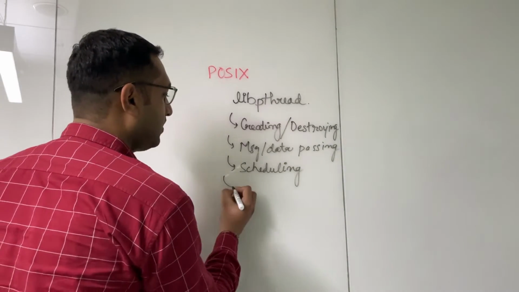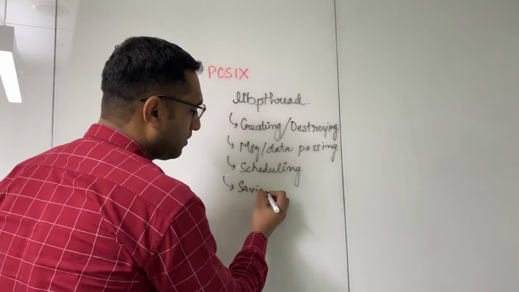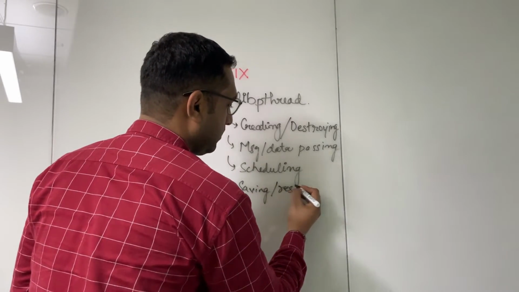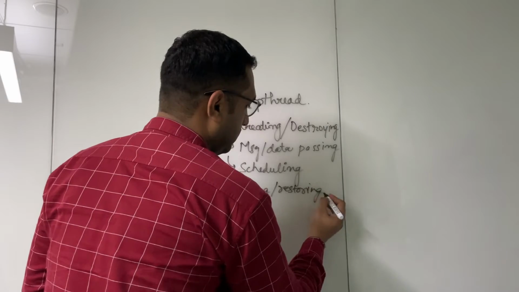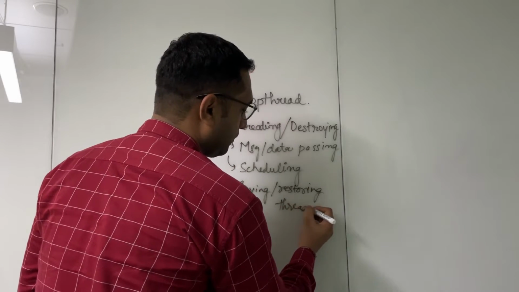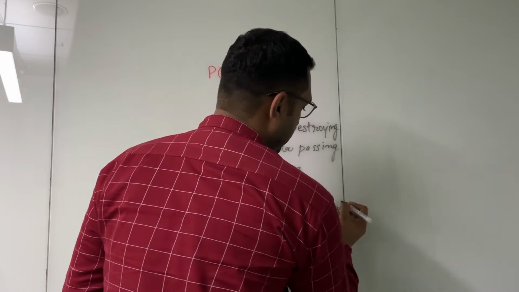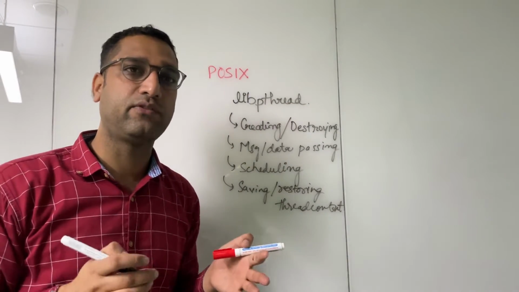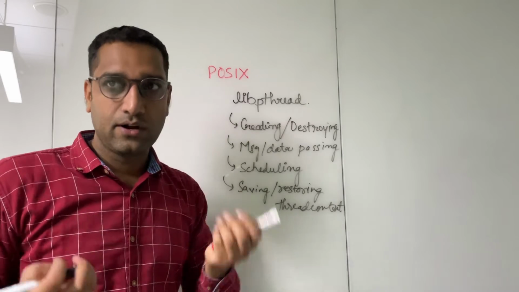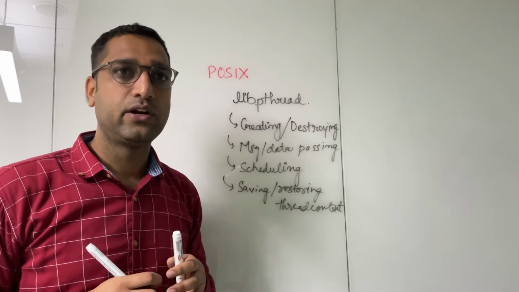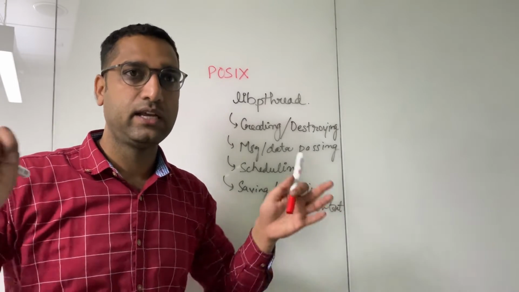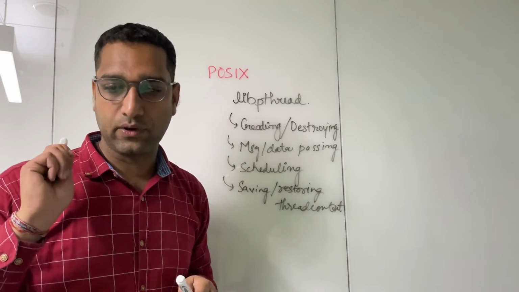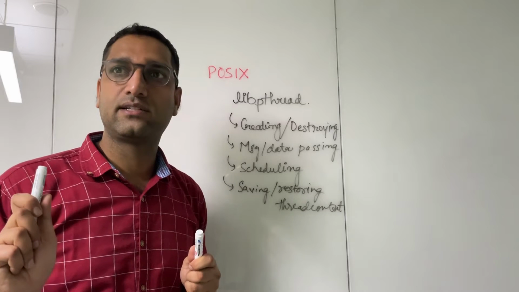And saving and restoring thread contexts, we can do that also. So basically the libpthread library in itself provides a lot of flexibility for us to make our job easier when we decide to have parallel executions of tasks in our solution. Clear? Okay, questions. What makes threads lightweight?